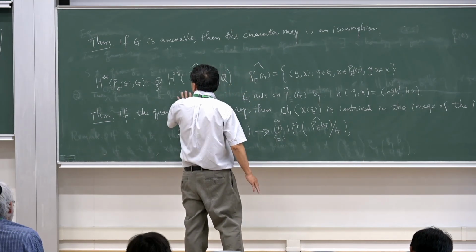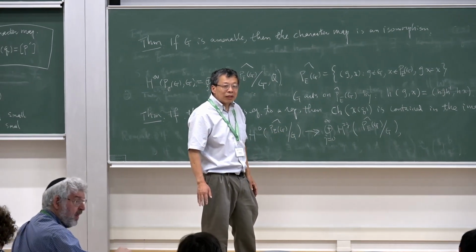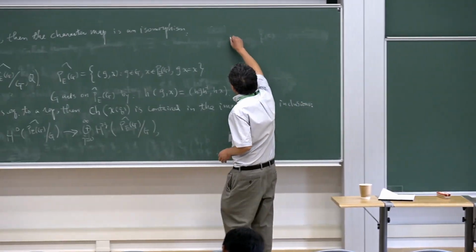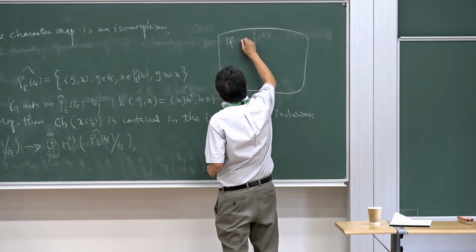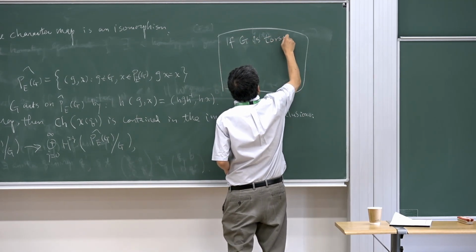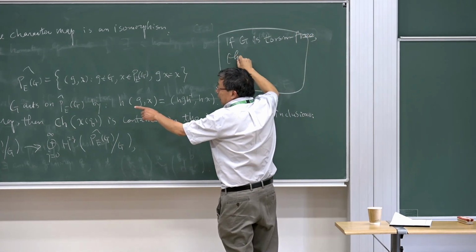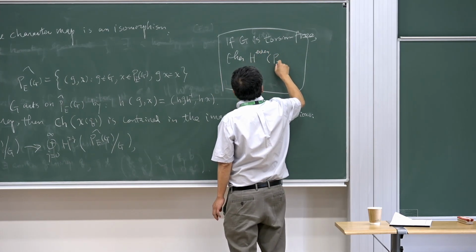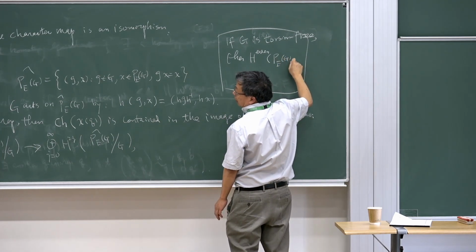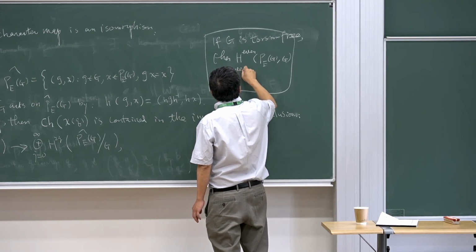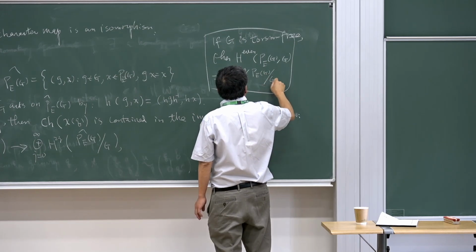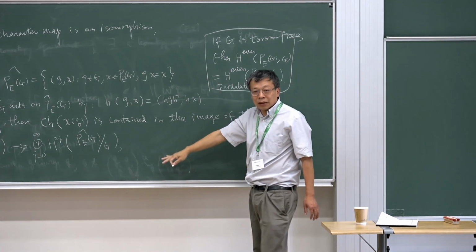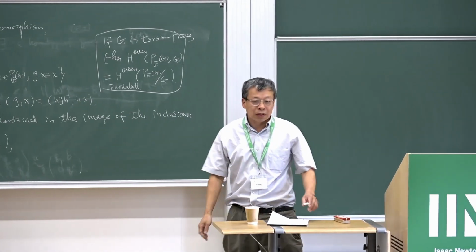Dadarlat's is like a free action. The action is free. So let me just compare. This is a good question. If G is torsion free, then in this case this group, H even of the quotient, is just H even of the quotient, so it coincides with Marius' case.